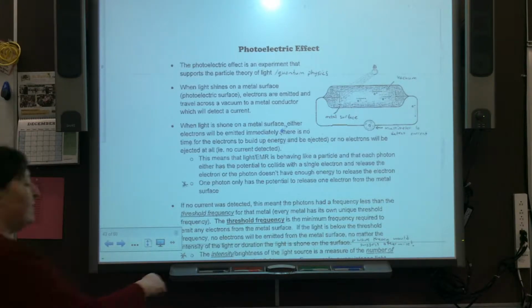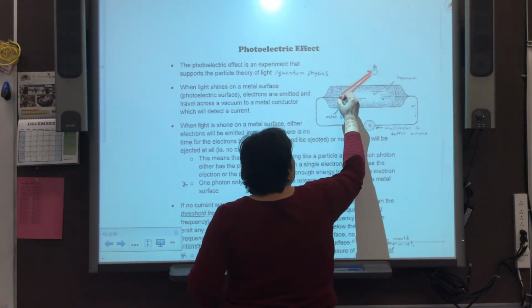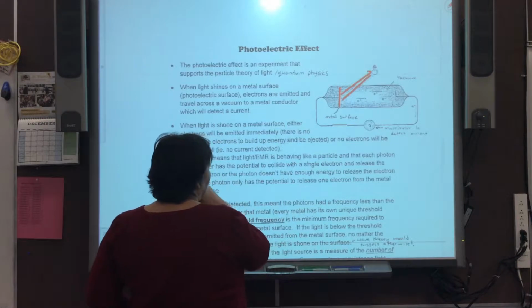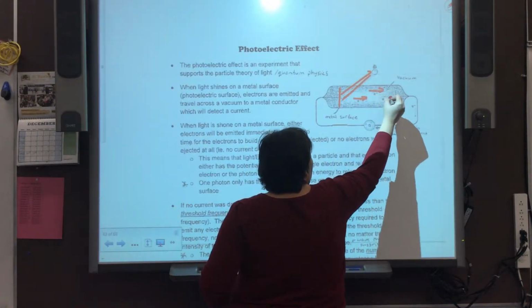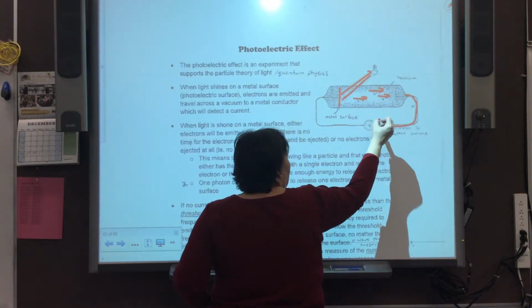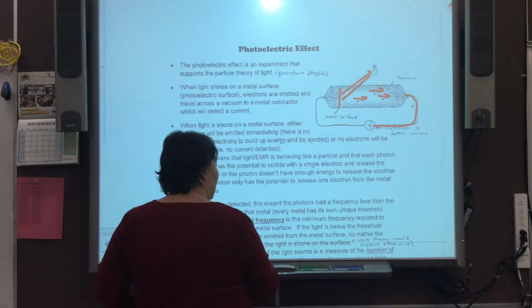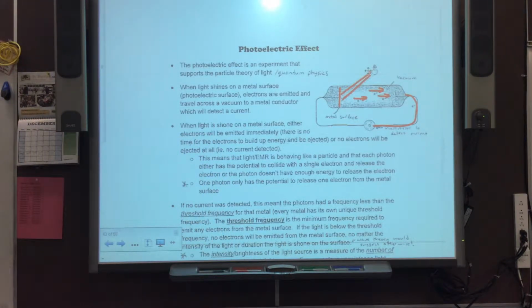So here's the light rays coming in from a light that's shone, hitting this photoelectric surface. The electrons are being emitted this way. They travel through the wire. That's going to be a multimeter that's going to detect current. So current, we know, is measured in amps.